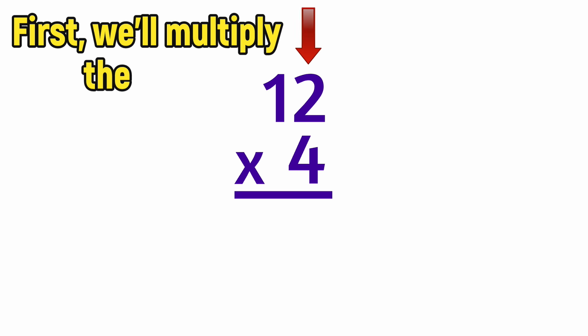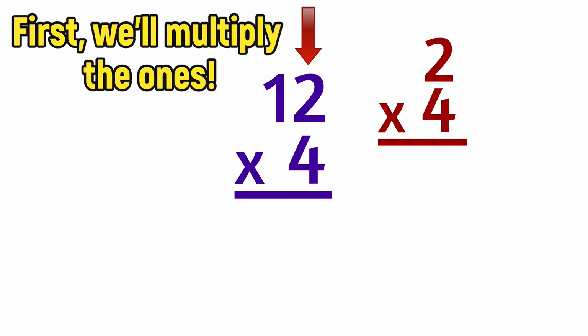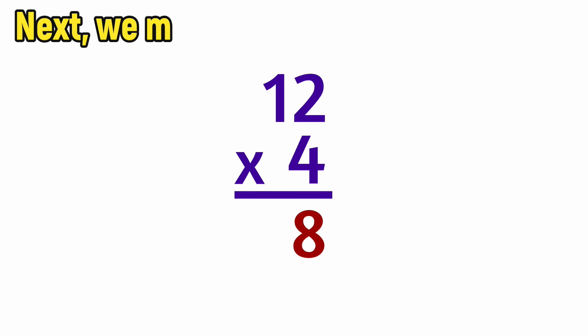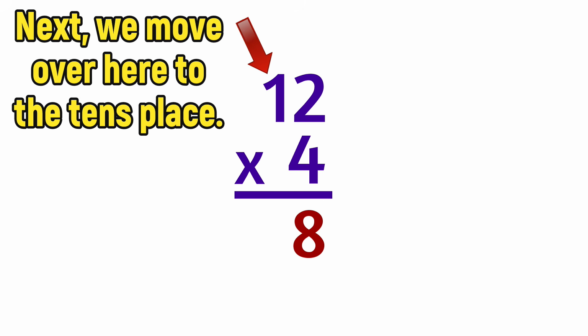First, we'll multiply the ones, so we'll multiply 2 times 4. What is 2 times 4? 8. Yes, we put the number 8 here under the ones because we were multiplying the ones place. Wonderful. First step down. Next, we move over here to the tens place. We're going to multiply across. 1 times 4. Because we're multiplying the 10 spot, this is really 10 times 4.